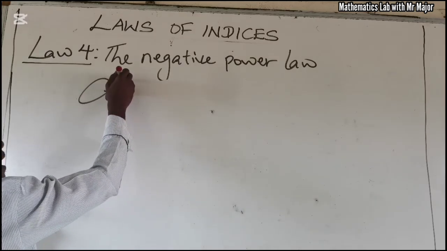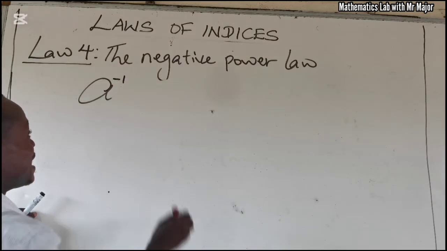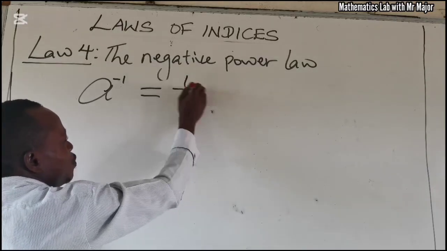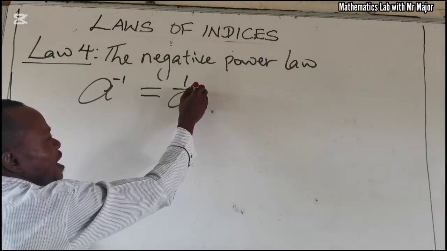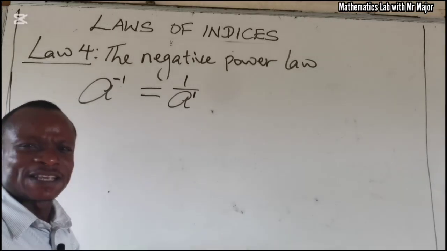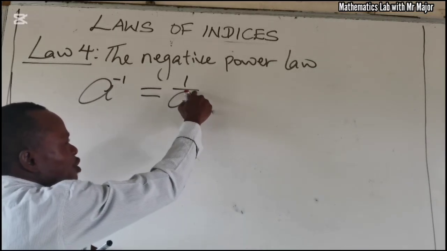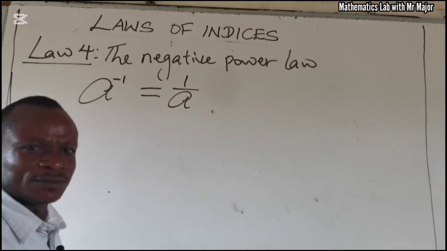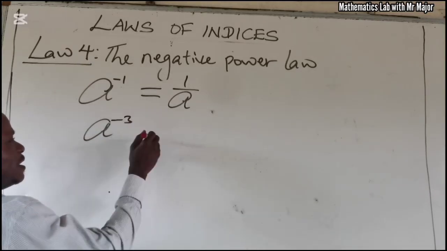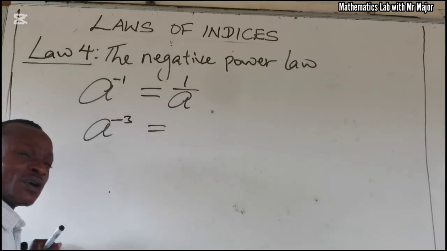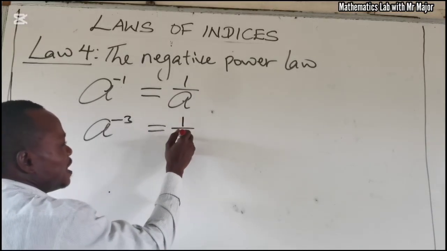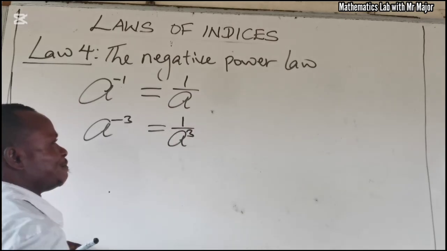A raised to power minus 1. That means we take the reciprocal of A, which is 1 over A raised to power 1. But take note, A raised to power 1 is the same thing as A. So there will be no need including that one. If we have A raised to power minus 3, that will be the reciprocal raised to a positive power, which will be 1 over a raised to power 3.